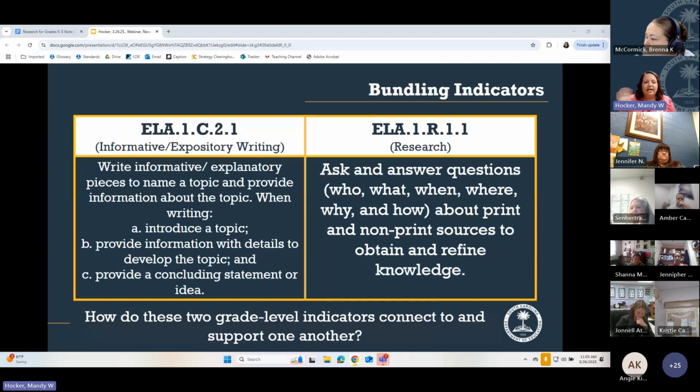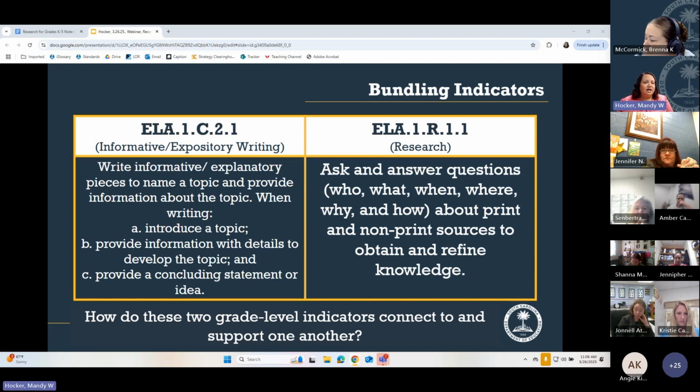So let's take a look at a bundle. Now, this is a busy slide with a lot of information on it. So I'm going to give you a minute just to look at it. Okay.